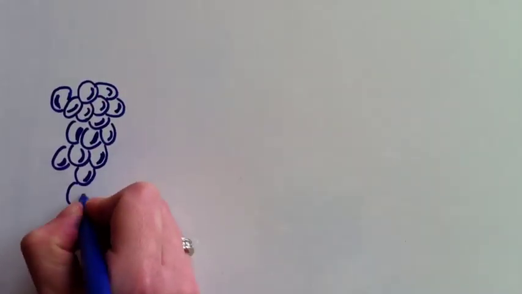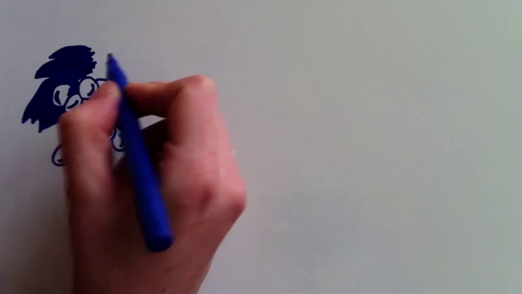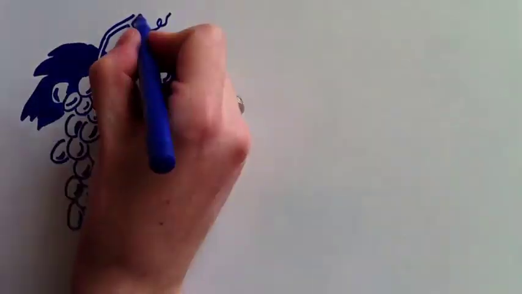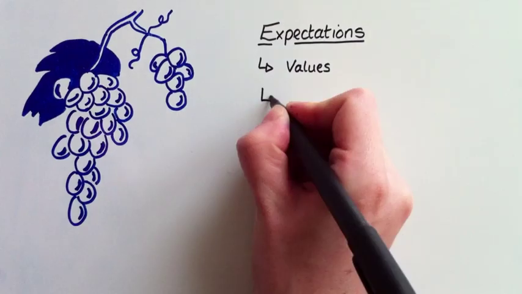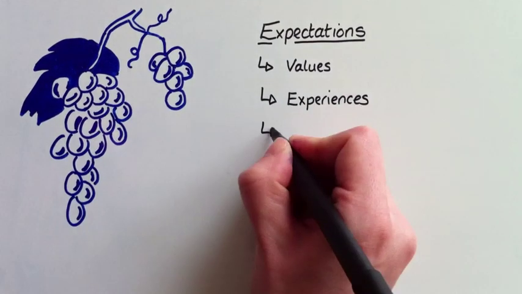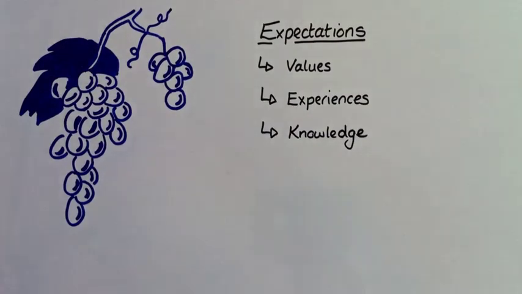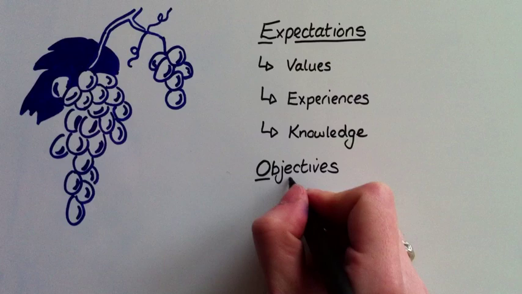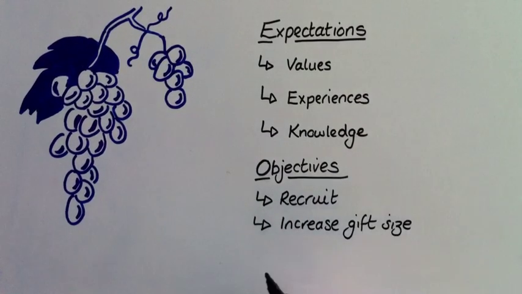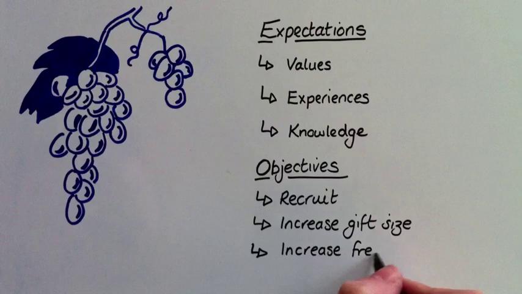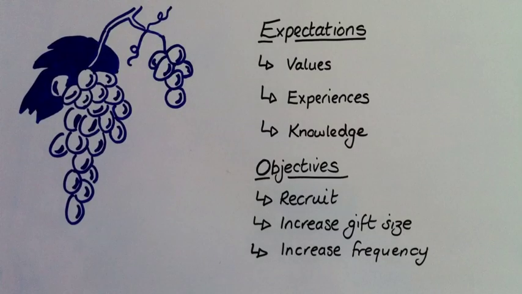Reality is that even within our most local communities, our donors and prospects are a varied bunch. Their expectations of us are largely based on their individual values, experiences, and knowledge of our organisations. Combine this with our objectives as fundraisers to either recruit new donors to our database, increase the average gift size, or the frequency of the gift, and the task of getting the message right can feel rather overwhelming.